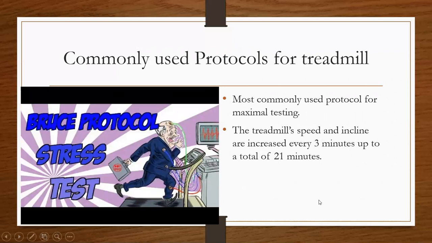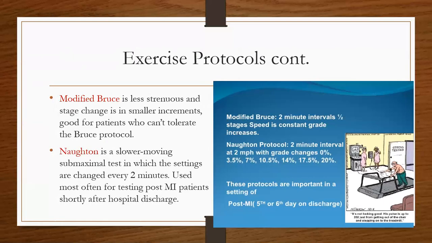Some commonly used protocols for the treadmill stress test include the Bruce protocol. It's the most commonly used for maximal testing. The treadmill speed and incline are increased every 3 minutes up to a total of 21 minutes. And these are just some other exercise protocols, the modified Bruce and the Naughton.